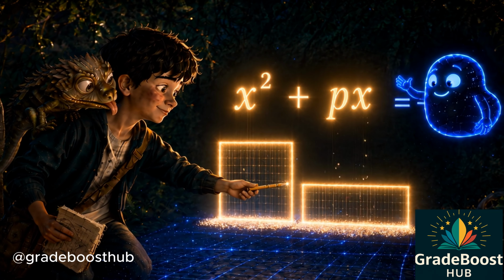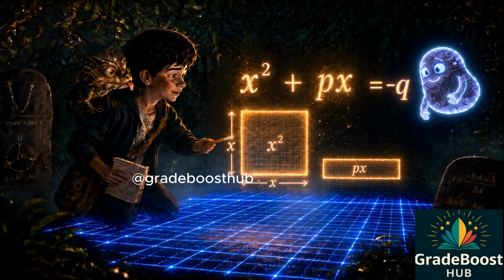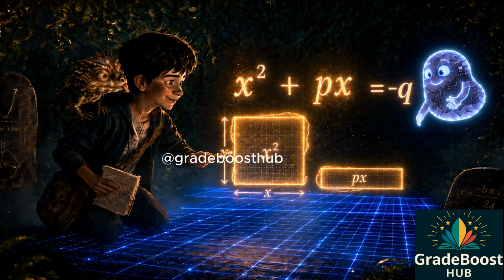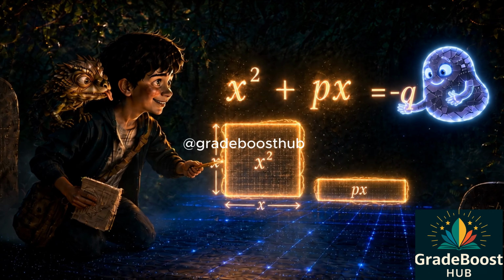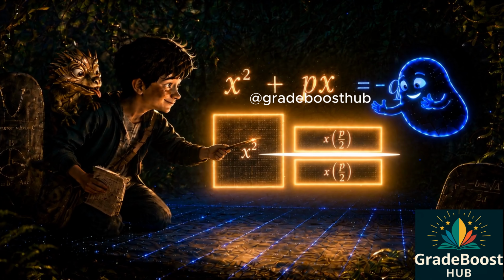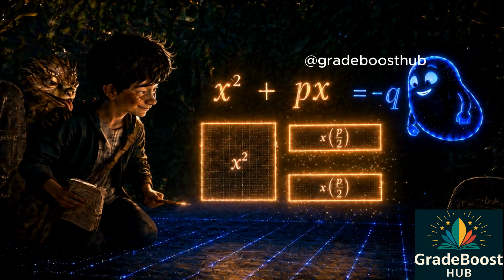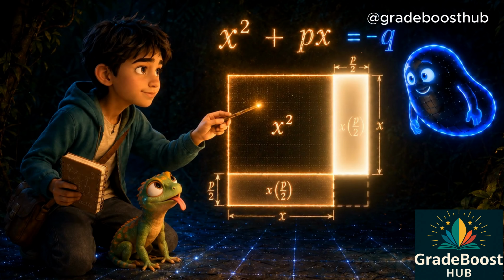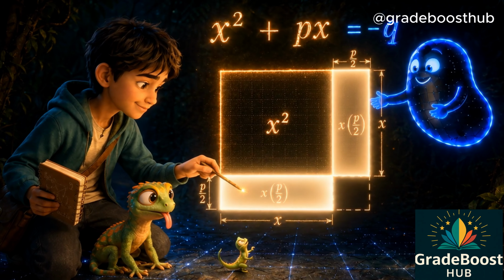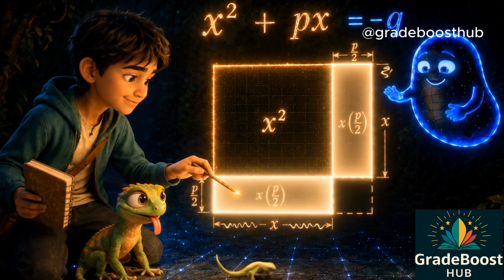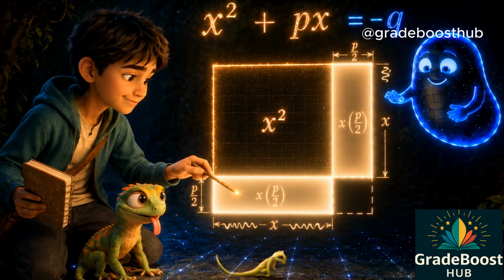And now, the symbols begin to behave like shapes. X squared becomes a square. Side length x. Area x squared. Simple, elegant, very well behaved. But px is different. Px is a rectangle, and one long rectangle cannot complete a square by simply standing there looking confident. So we split it into 2 equal rectangles. Each has area p over 2 times x. One goes along the bottom of the square, the other goes along the side.